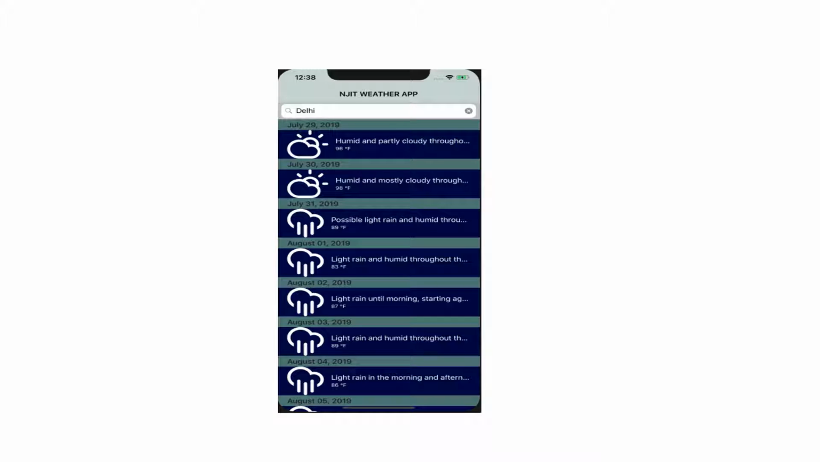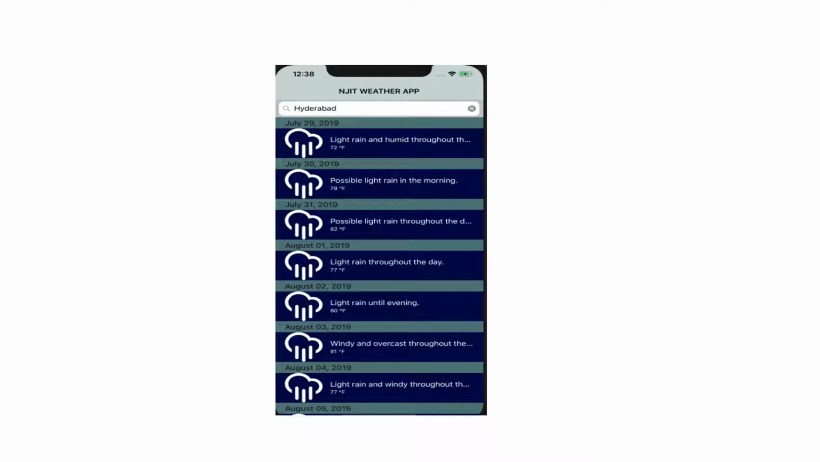So this is the final output, or the screen, of our NGIT weather application. Here we have entered the location Delhi, where it displays the temperatures starting from July 29th to August 5th, that is a week's temperature. In a similar way, this is the temperature of Hyderabad, viewed from our NGIT weather application, starting from July 29th to August 5th.